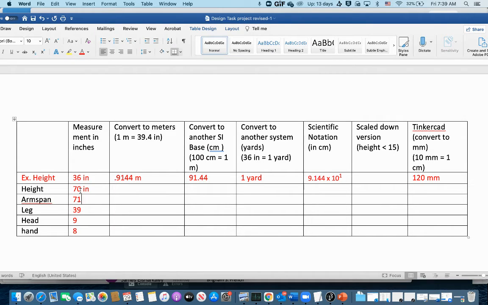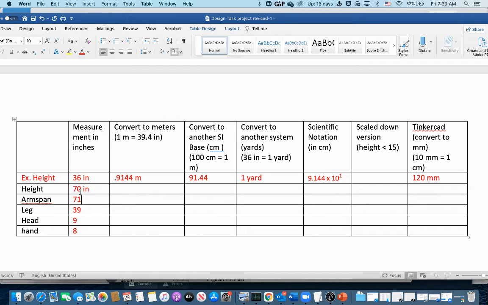I got my height just because I know I'm 5'10". 5 feet is 5 times 12 because there's 12 inches in a foot. That gets me 60. So whatever you are, if you're 5 foot something, you're just going to add that to 60. So 60 plus 10 gives me 70. Now, if you're taller than 6 foot, a couple tall people here, you're going to take 72, right? So that's 6 times 12 is 72. Then add that. So if you're 6'2", that's going to be 74. But that should get your height here.